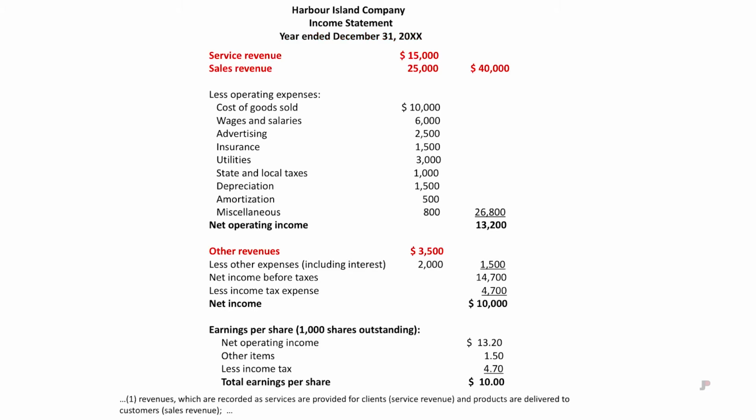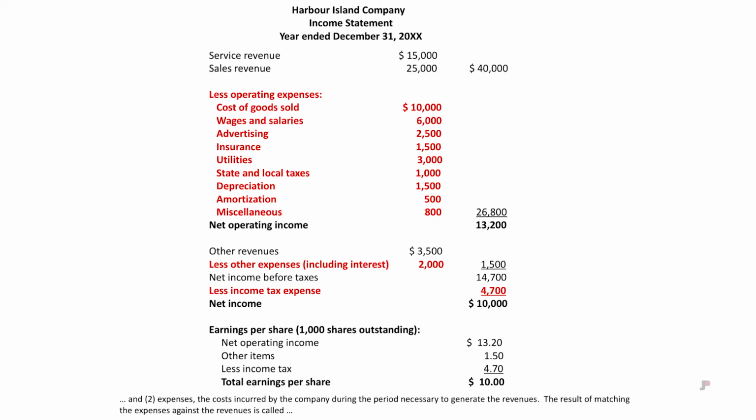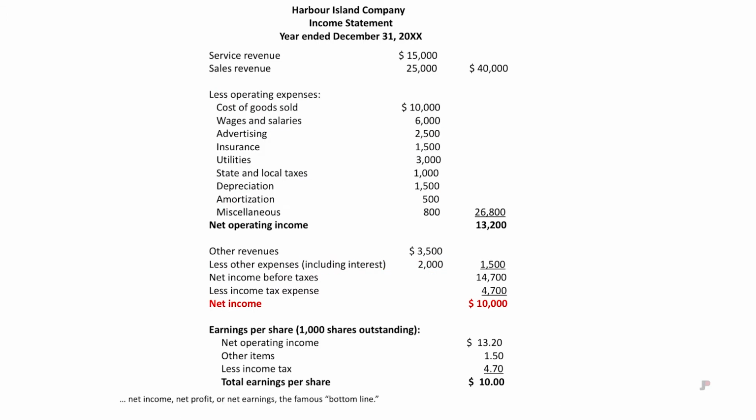One, revenues, which are recorded as services are provided for clients, service revenue, and products are delivered to customers, sales revenue. And two, expenses, the costs incurred by the company during the period necessary to generate the revenues. The result of matching the expenses against the revenues is called net income, net profit, or net earnings, the famous bottom line.